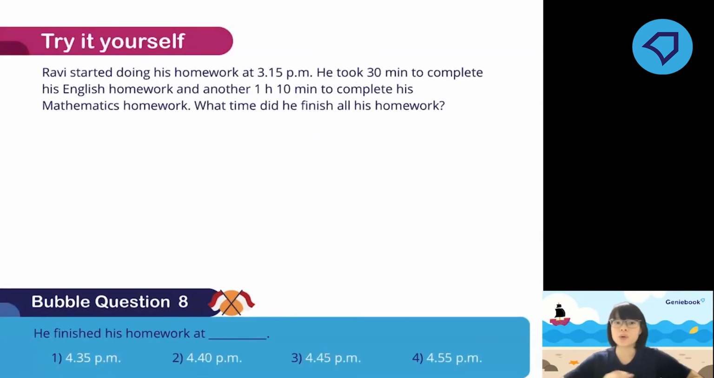Robbie started doing his homework at 3:15 p.m. He took 30 minutes to complete his English homework and another 1 hour and 10 minutes to complete his mathematics homework. What time did he finish all his homework? You have 1 minute, 30 seconds. Ready? Options launching in 3, 2, 1. You heard this question before, you should be able to get the answer correct. Started at 3:15, took 30 minutes for English, 1 hour 10 minutes for mathematics. What time did he finish all his homework?